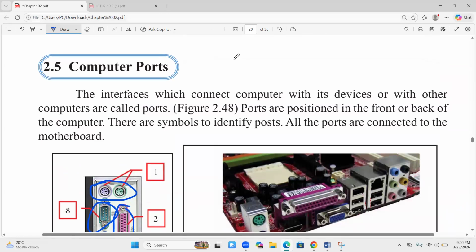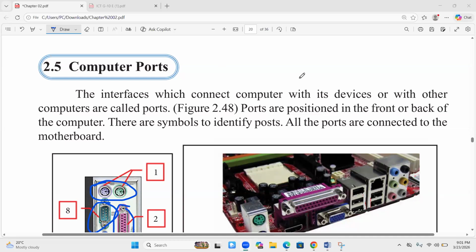Is it clear, students? Any doubts on these computer ports? No, sir. What about others? Yastra, Sarvashini, Altaf? If you have any doubts, then you can ask me. Any doubts? No, sir.